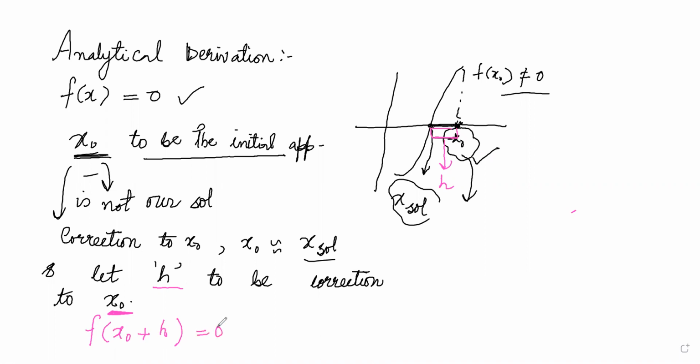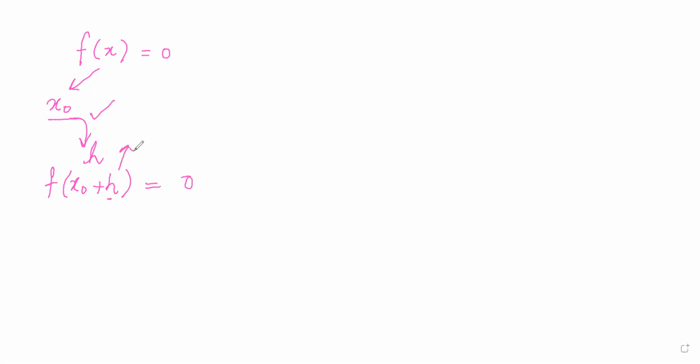Let me recapitulate what I am doing, so as not to create confusion. We were given a function f of x equal to 0. We have to solve it. We are starting our iteration process with x naught. X naught is not our solution because at x naught, the value of the function is not equal to 0. So to this x naught, we are adding a correction factor h, such that f of x naught plus h is equal to 0. This h is called the correction factor. This is our correction.